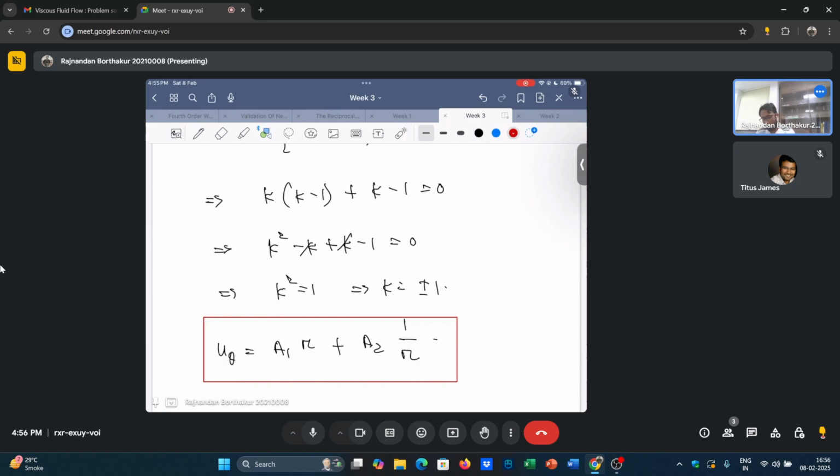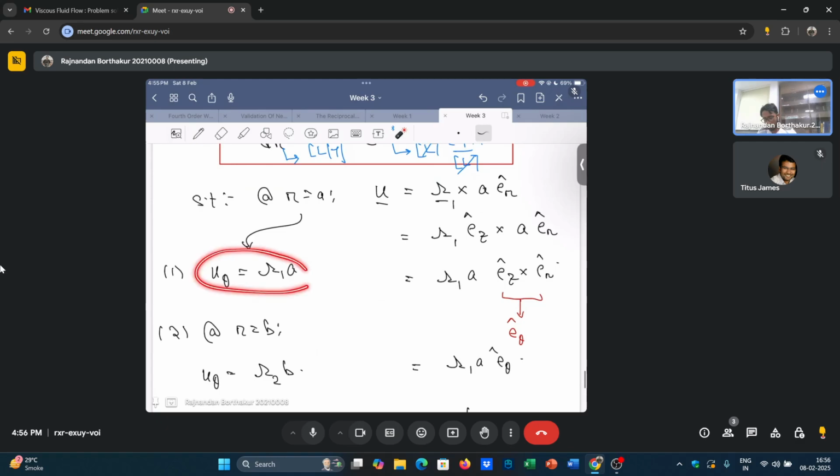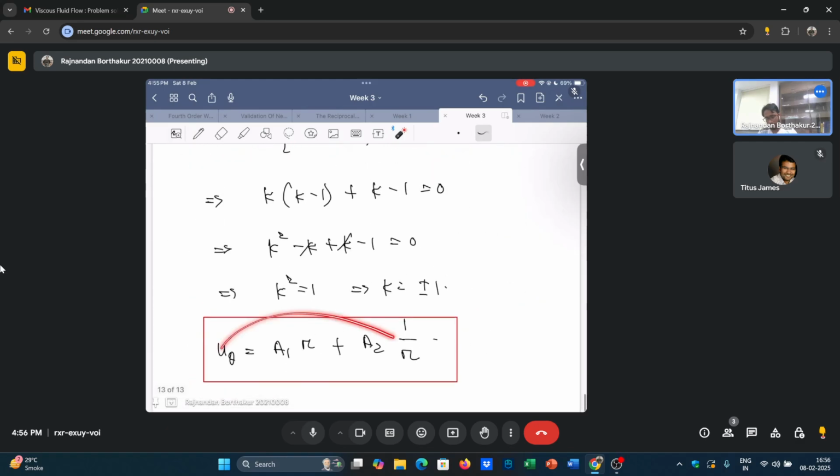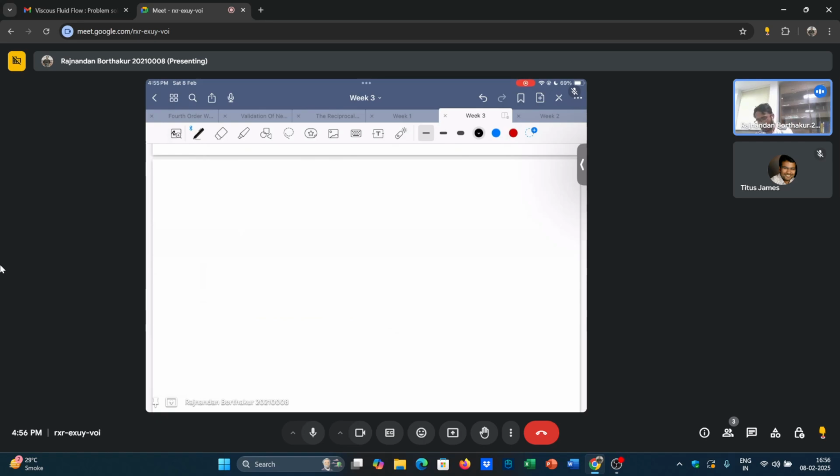Now, how to evaluate a1 and a2? Just use two boundary conditions. We already have the boundary conditions, which are this. Just substitute these boundary conditions into this form, and you should get the result. I'll not do the substitution; this is now for you to figure out. Just substitute the values. But I'll give you the results, and you can check it at your end.